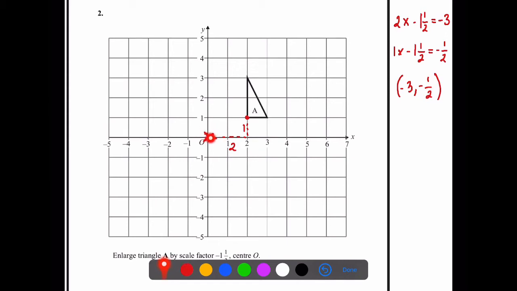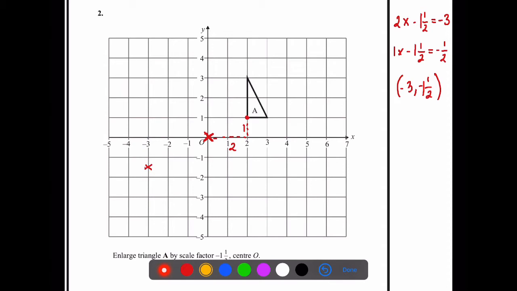Okay, so sometimes your center might not be 0, 0. It might be -1, -2. In which case you would then move -3, -1/2 spaces from that point. Okay, so our new point now is going to be from here -3, 1, 2, 3, -1/2. Sorry, that's supposed to be -1/2. So -3, -1/2. So our new point would actually be there. So I'm just going to place that there. Okay, I know it looks a little bit random, but just bear with me.